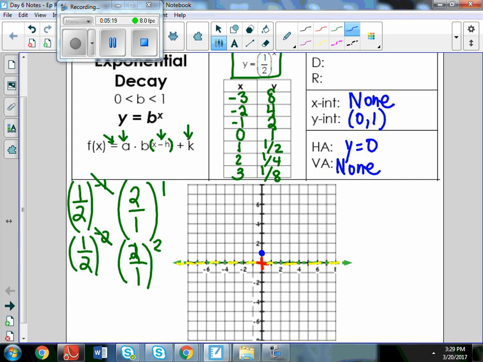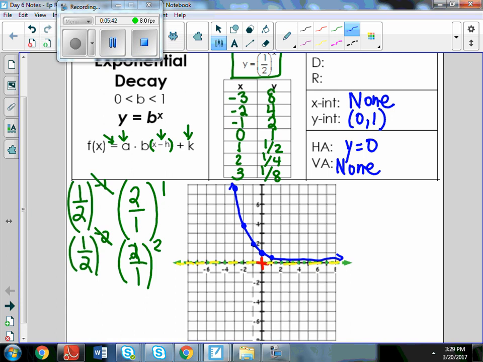So let's plot the other points. At 1, a half. At 2, a fourth, and then an eighth. Those points are kind of hard to see. When you draw it in, make sure you don't cross your asymptote. And then going back, -1 is 2, -2 is 4, and -3 is 8.